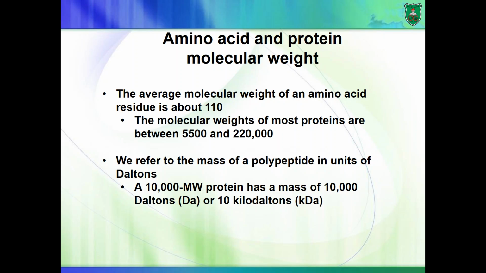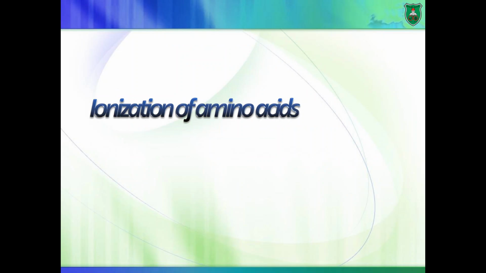Okay, now the average weight of an amino acid is about 110 Dalton, and that's why we can estimate the size of proteins based on the number of amino acids that they are made of. So, next lecture we'll talk about ionization of amino acids. Make sure that you memorize these amino acids, their characteristics, their R groups, reactivity, derivatives, and so on, and prepare yourself for this lecture, ionization of amino acids.